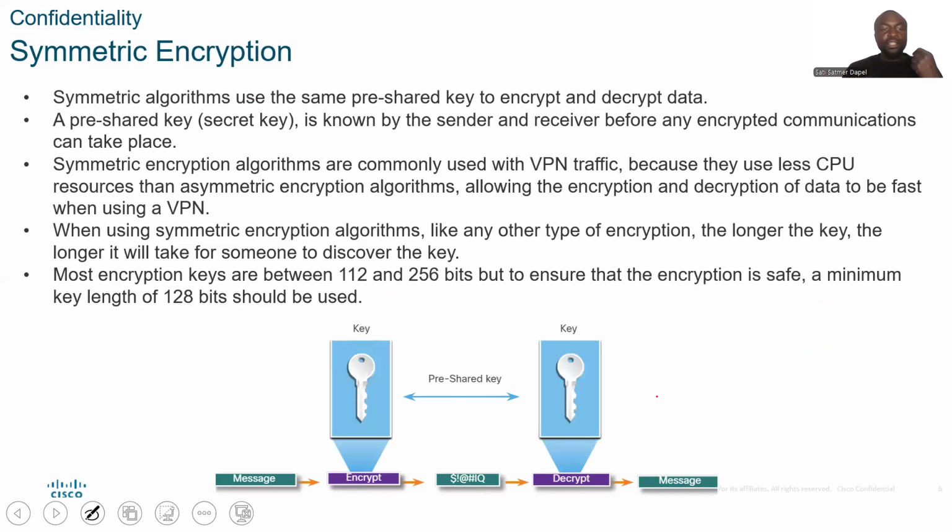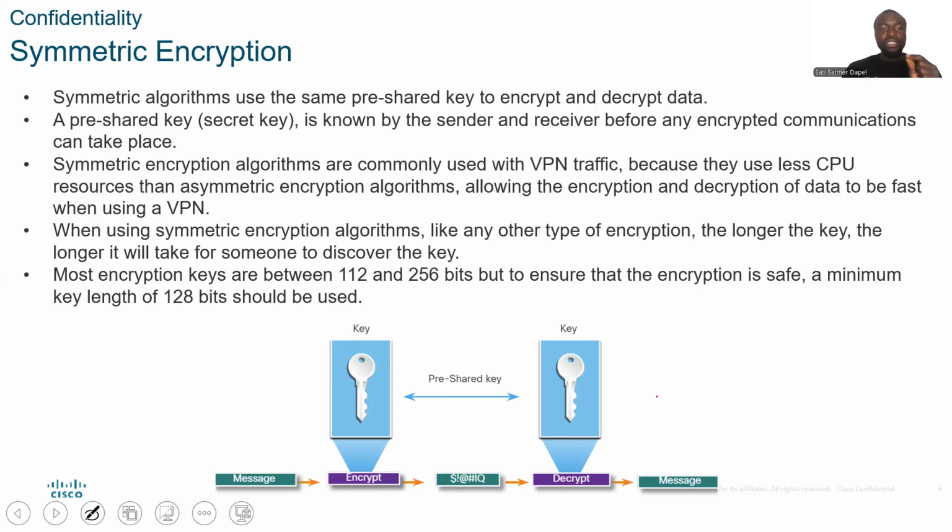The symmetric algorithm uses the same pre-shared key to encrypt and decrypt. We said that. A pre-shared key, or secret key, is known by the sender and receiver before any encrypted communication can take place. Symmetric encryption algorithms are commonly used with VPN traffic because they use fewer CPU resources than asymmetric algorithms, allowing the encryption and decryption of data to be fast when using a VPN.